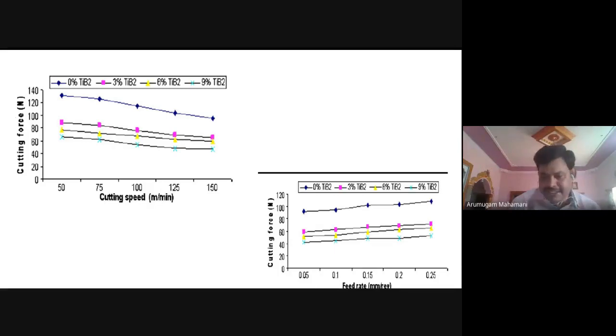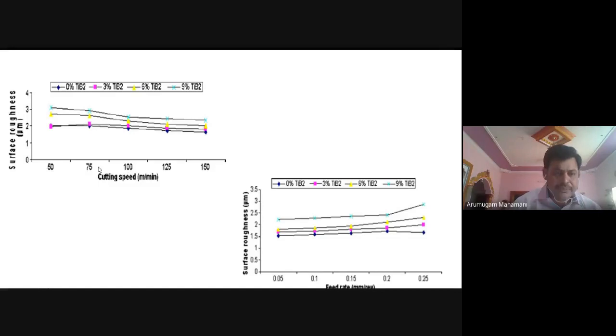So again, with increase in feed rate, cutting force is increased. With increase in feed rate, automatically the force along the axis of the feed increases. You are giving feed rate, so with more feed rate, the feed force is increased. Of course, feed force is one of the cutting force components. Increase in feed force increases the cutting force.